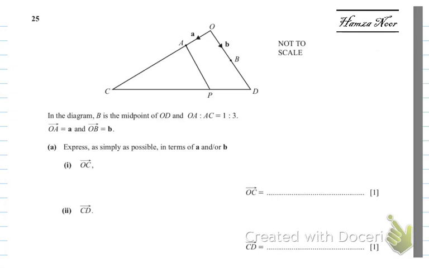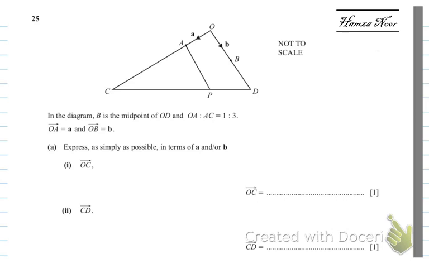The topic is vectors, and this is also relevant for IGCSE Maths 0580. The question is from the October/November 2019 paper, and it says that in the diagram B is the midpoint of OD, and the OA to AC ratio is 1 to 3. Vector OA is A and vector OB is B. Expressed as simply as possible in terms of A and/or B, find the vector OC and the vector CD.